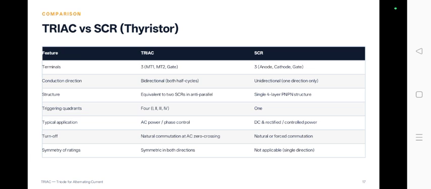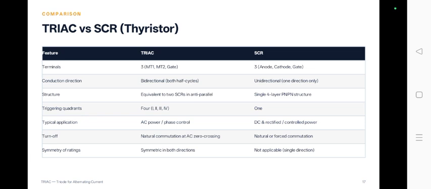Next, the difference between TRIAC and SCR. A TRIAC is a three-terminal device, and an SCR is also a three-terminal device. The TRIAC's conduction is bidirectional, but the SCR's is unidirectional. The TRIAC is equivalent to two SCRs in anti-parallel. The SCR is a four-layer PN structure. The triggering quadrants in a TRIAC are four, but in an SCR there is one.